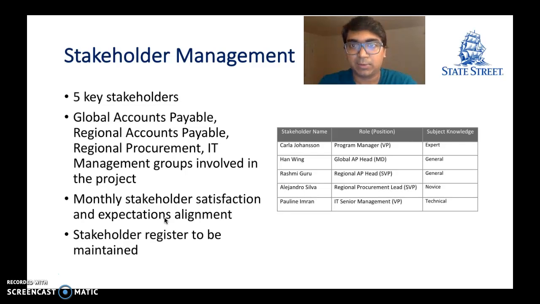for interacting with them on a monthly basis, we would have a monthly meeting to make sure that their expectations and their satisfaction is aligned with our delivery. And we're also going to maintain a stakeholder register just to make sure that we capture all the documents and all the expectations and requirements as it was set by them originally.